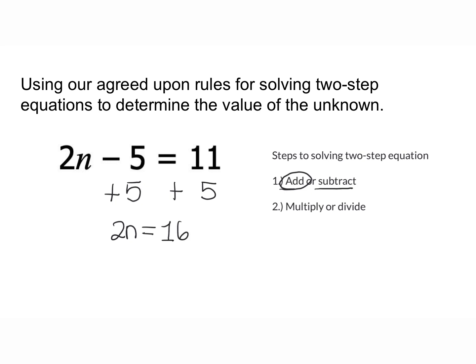So then we have to multiply or divide. We have multiplying in the problem, 2 copies of n. So we're going to divide by 2. So we find that n equals 8.